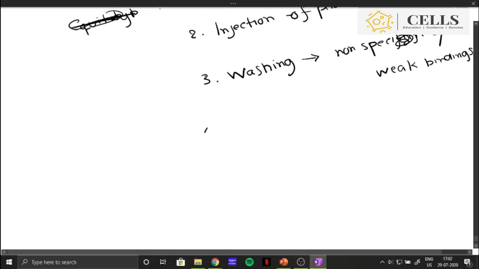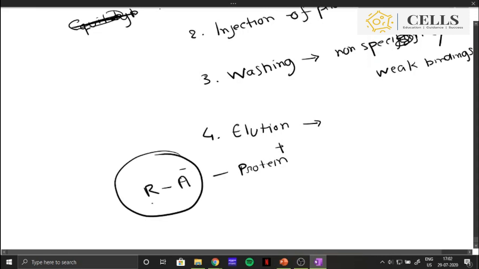Number 4 step is elution. This is in relation with Preeti's question. How do you elute your protein? Here now, at the elution step, you have protein positive bound to negative beads. This is already bound here. Now you use buffer, okay, so this is already bound.